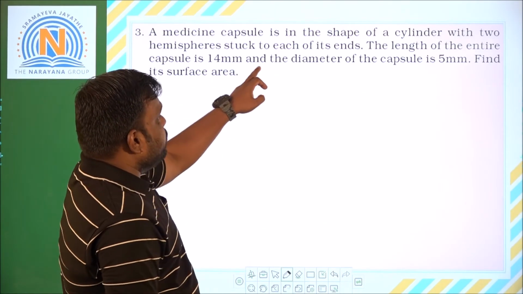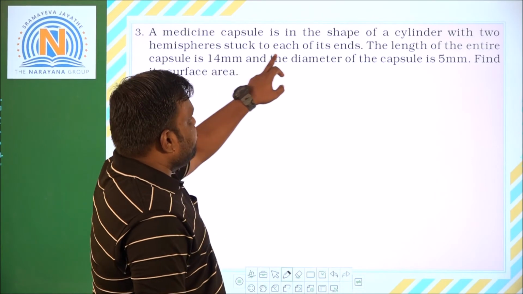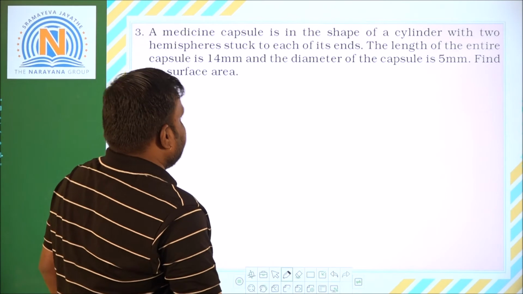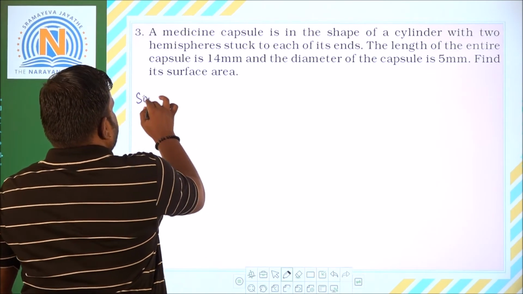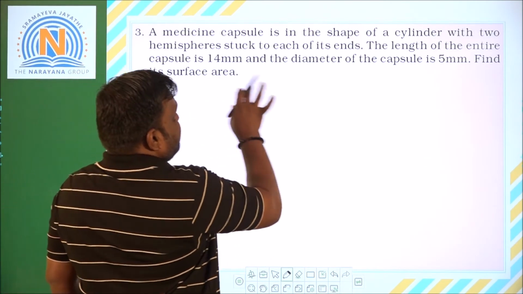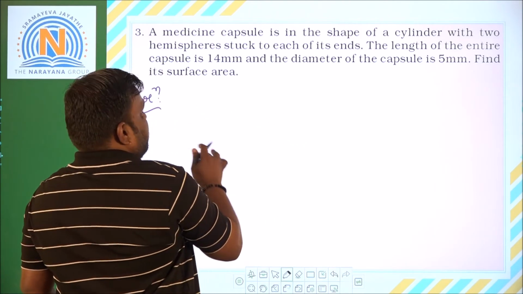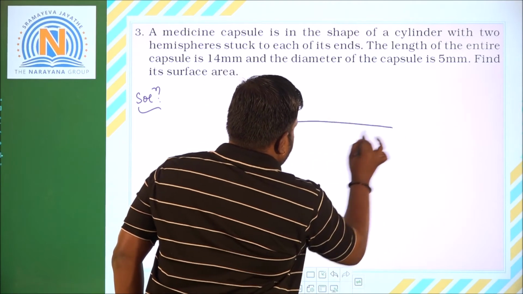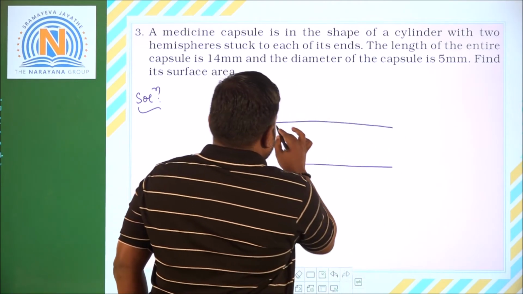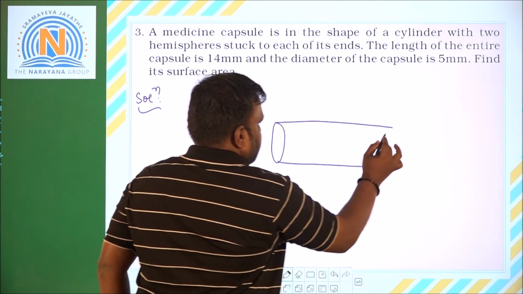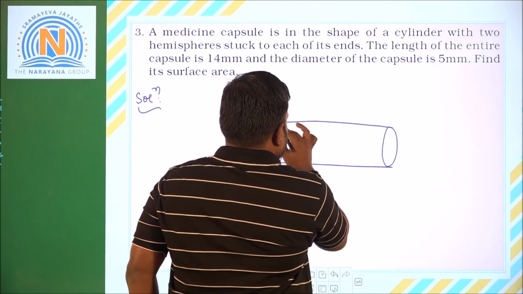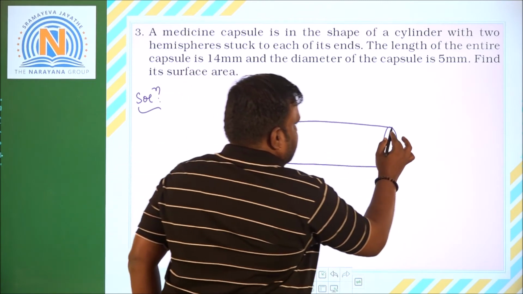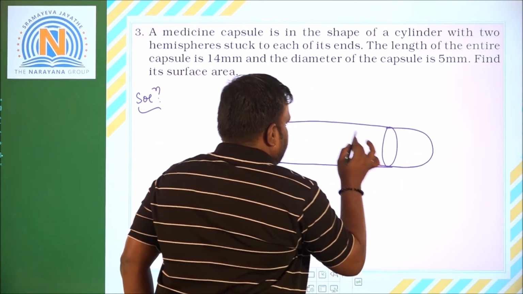A medicine capsule is in the shape of a cylinder with two hemispheres stuck to each of its ends. So here, when you see this question, it is a capsule in the form of a cylinder with two hemispheres. Let us take this one horizontally. So this is the cylindrical part, and on this we are having two hemispheres on either ends. That means hemispheres on either ends of the cylinder.